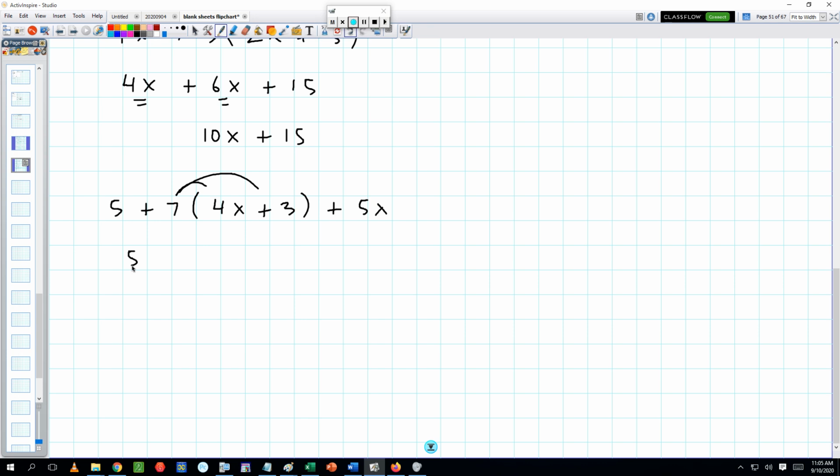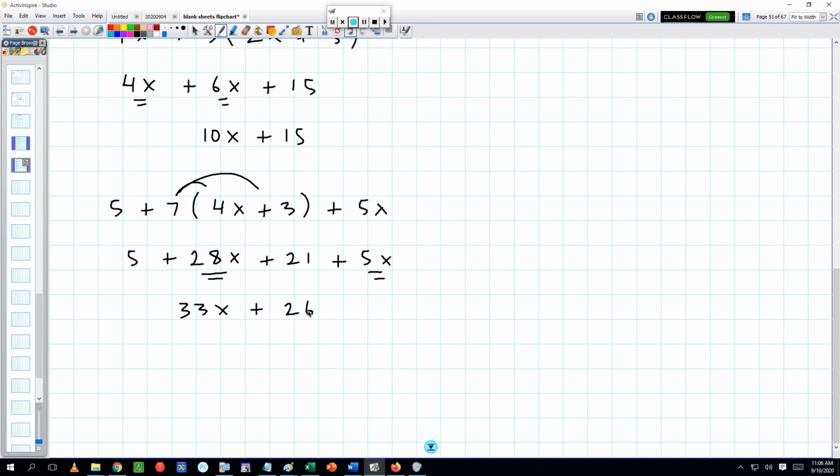7 times 4 is 28, 28x. 7 times the plus 3 is plus 21. And then I'll bring down my 5x. And then I'm ready to combine like terms. I like to do x's before I do numbers. So here's my 28x, here is 5x. 28x and 5x makes 33x. 5 and 21 make 26.